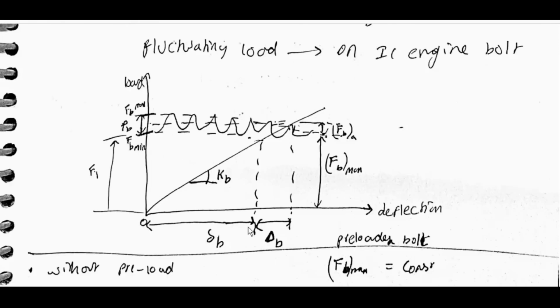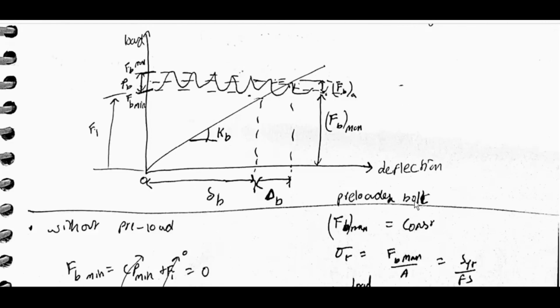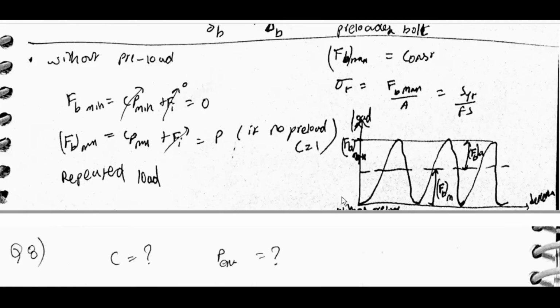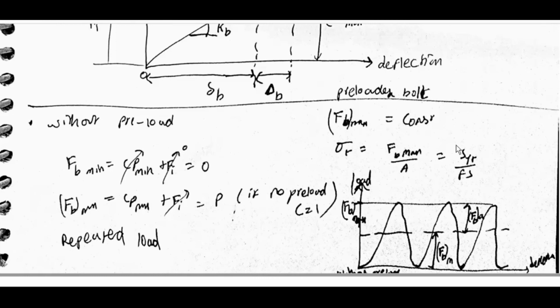Load deflection, KB delta V, capital delta V. FB max will go on like this, delta V, preload bolt. Without preload, FB max is equal to constant, sigma T is equal to FB max by A is equal to SYT by FS. FB min is equal to C P min plus Fi, both are 0. FB max is equal to C P max plus Fi, Fi is 0, is equal to P. If no preload, C is equal to 1. Repeated load.